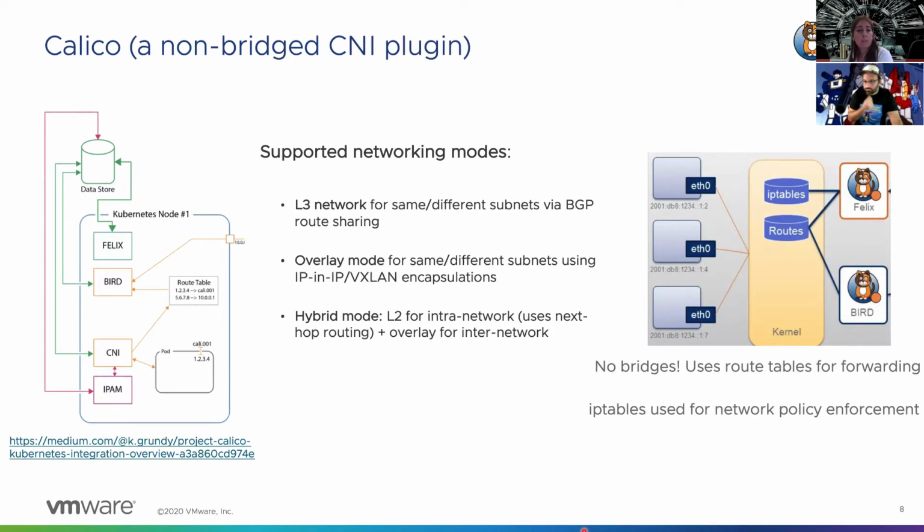It also supports an overlay network option, with both IP in IP and VXLAN encapsulation. It also has hybrid mode, which uses layer 2 networking if the nodes are on the same subnet, and uses overlay for different subnets. We are not going to go into detail on these CNI architectures. It is out of scope of this talk.